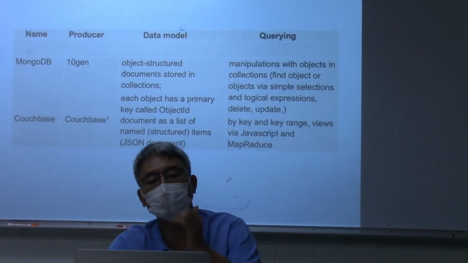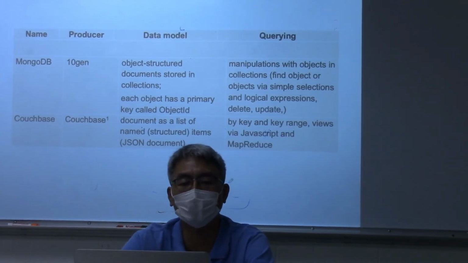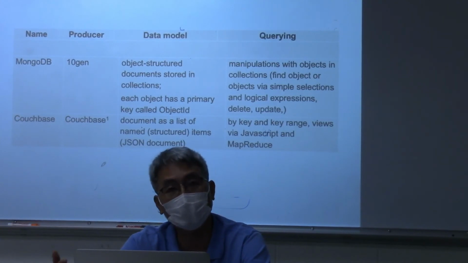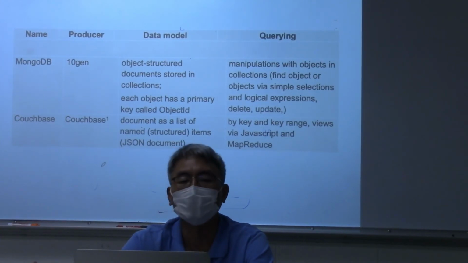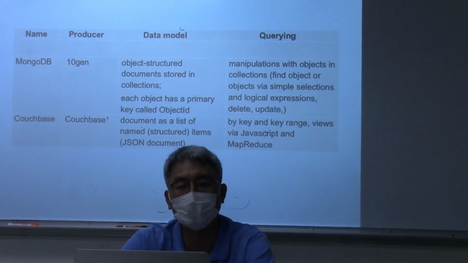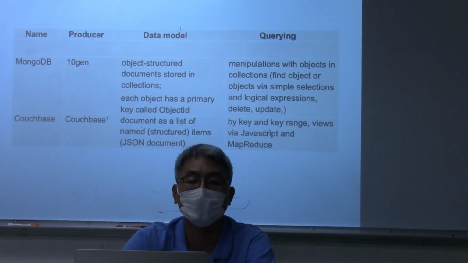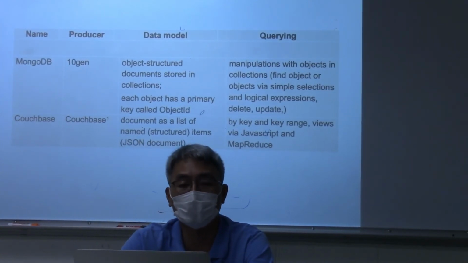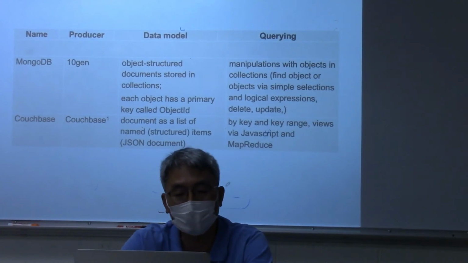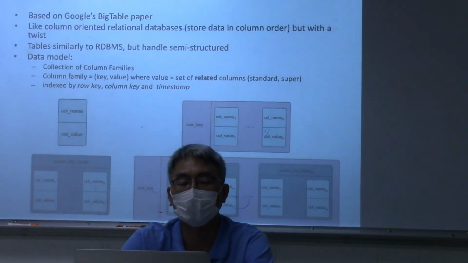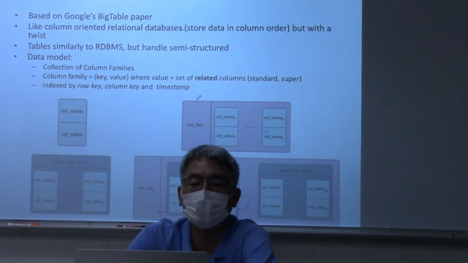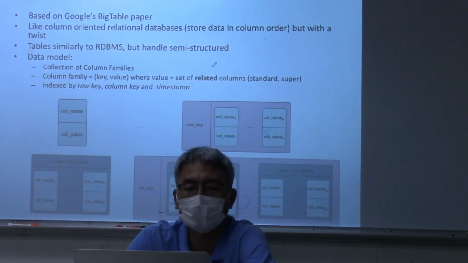Examples of such document-based databases are MongoDB and Couchbase. MongoDB is one of the most popular NoSQL databases nowadays because it basically supports the document as a data object, and it supports the object-based structure, the data model, also. And it's highly scalable, so it's one of the most popular NoSQL databases.